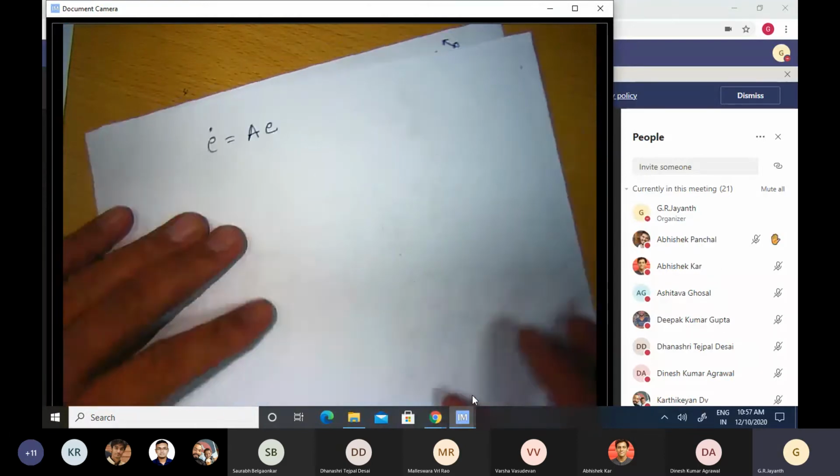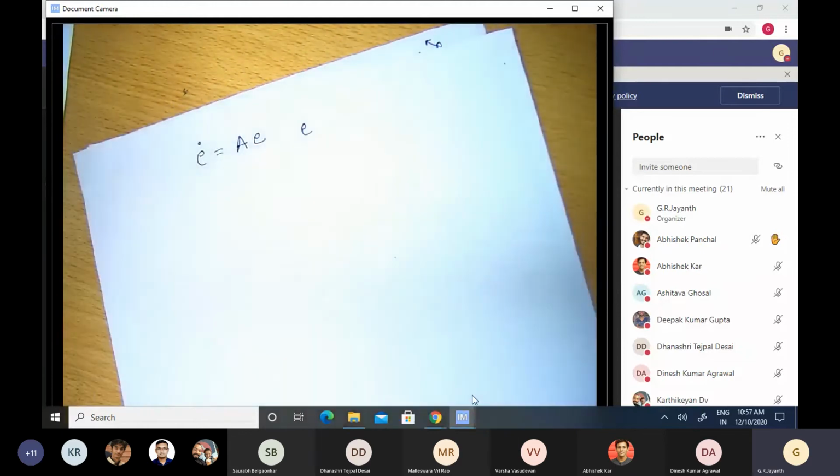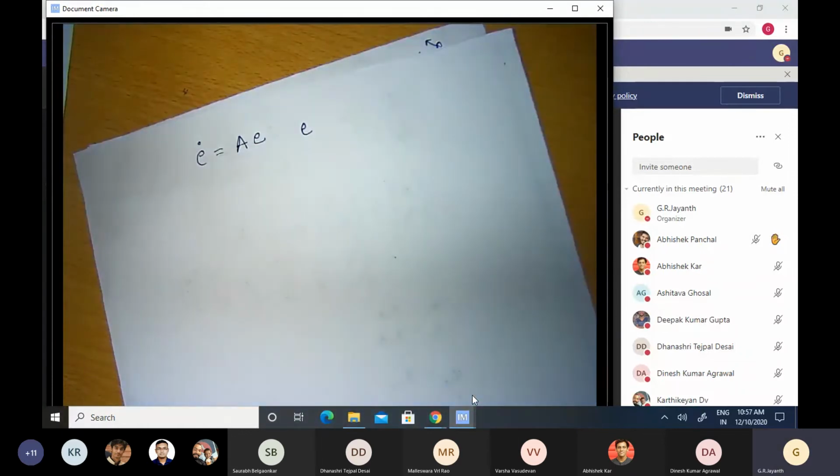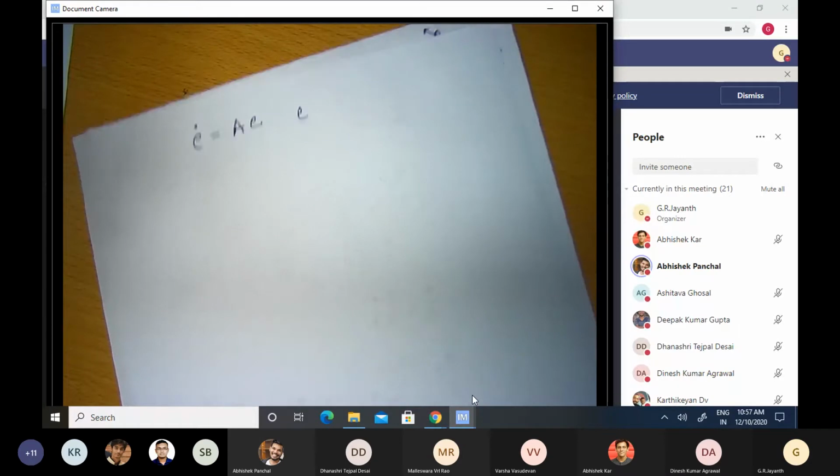Okay. So let us say the initial states. I mean, yes, Abhishek Panchal has a question. Sir, our desired locations are fixed. So what is x1d dot and x2d dot? Means it should be 0.